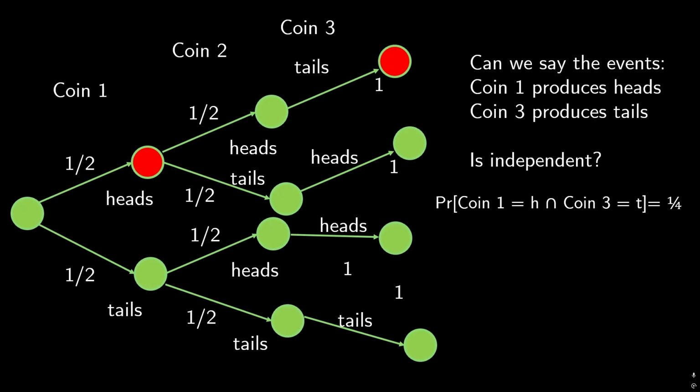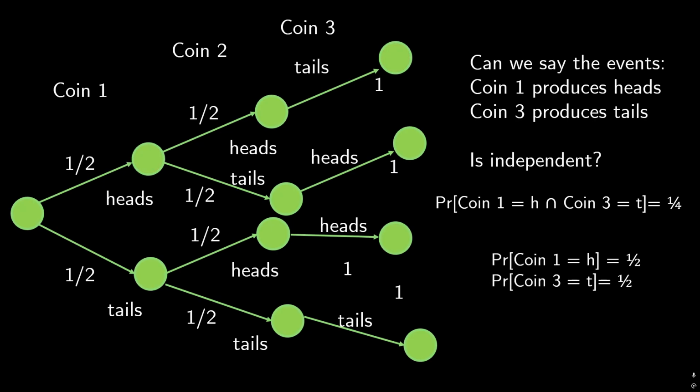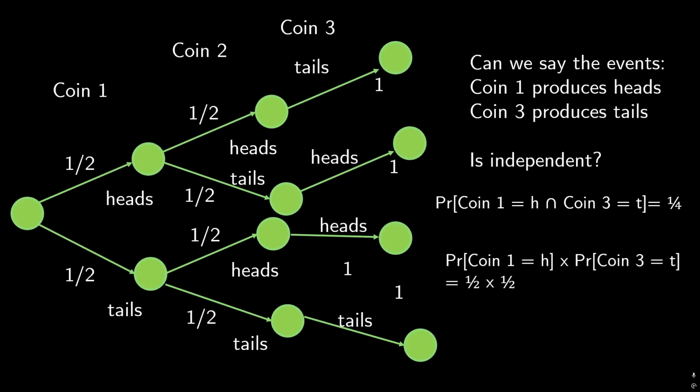Now let's work out the other two probabilities manually. If you remember from the previous parts, coin 1 produces heads with probability half and coin 3 produces heads with probability half. If you multiply the two of them, that also gets you 1/4. So they are independent events. It doesn't matter if coin 3 decides its behavior based on coin 1. The fact of the matter is that these two probabilities are the same. So they are independent.